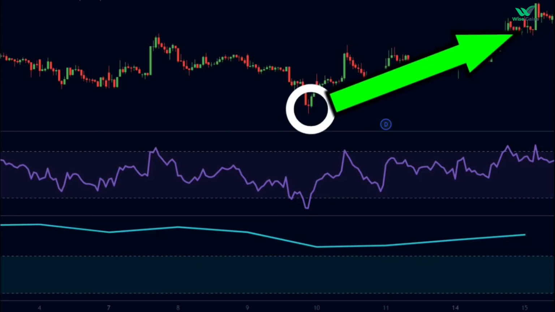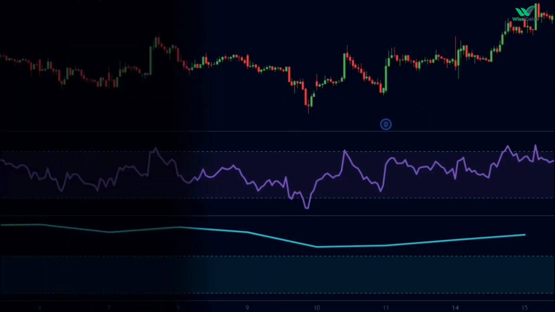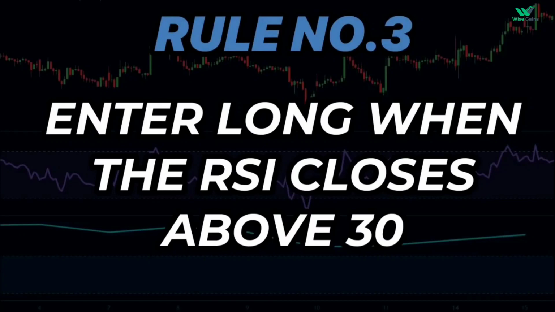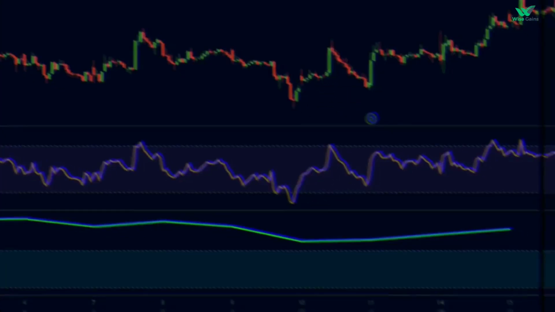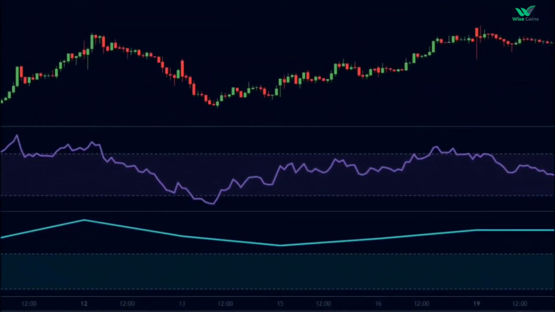Rule number 3. Enter long when the RSI closes above the 30 level. We will enter the buy position when the RSI closes above the 30 level on the chart. Let's look at a trade example to understand this strategy.